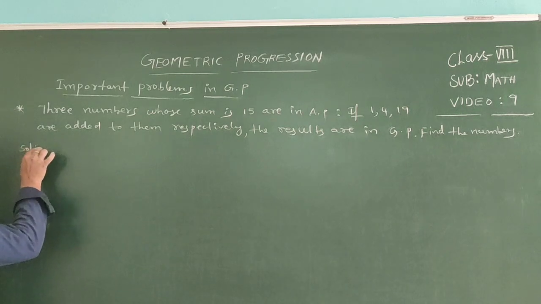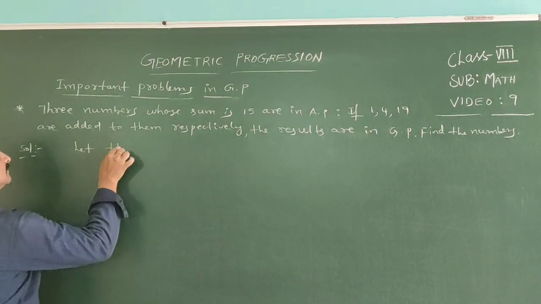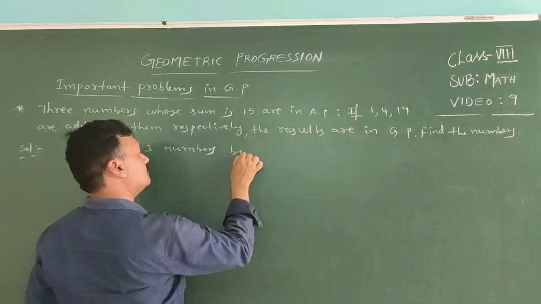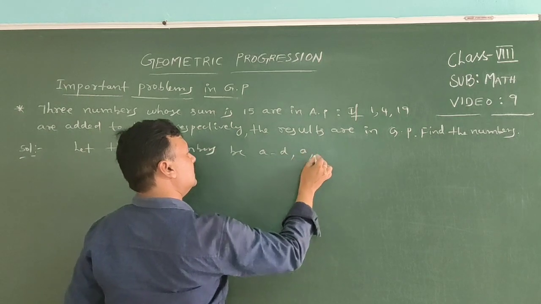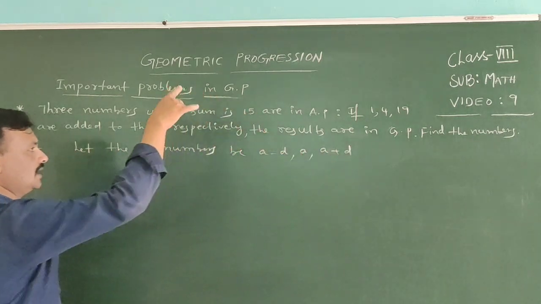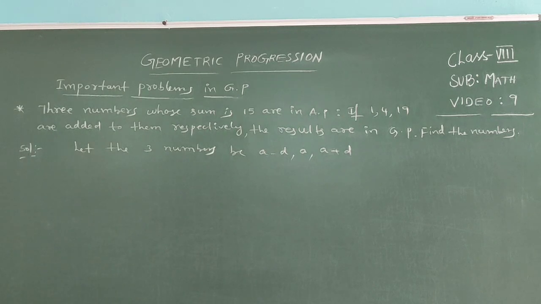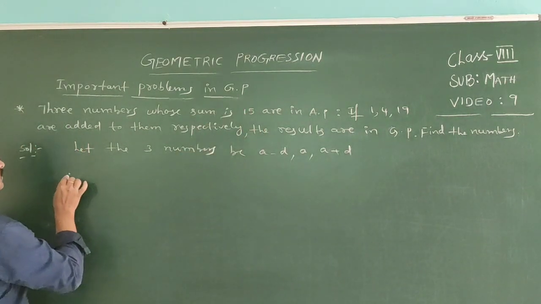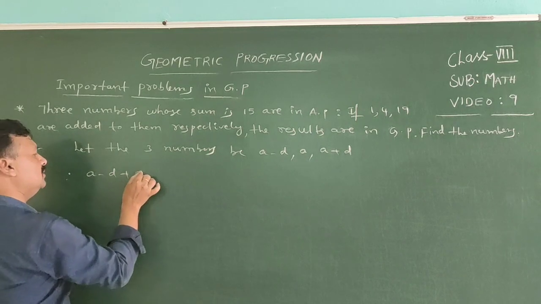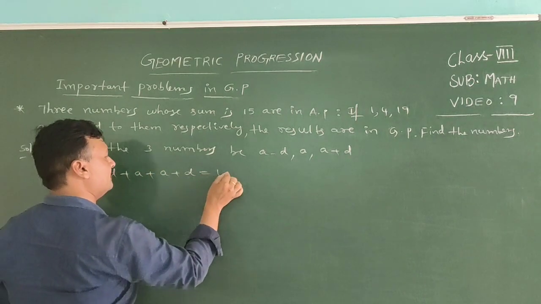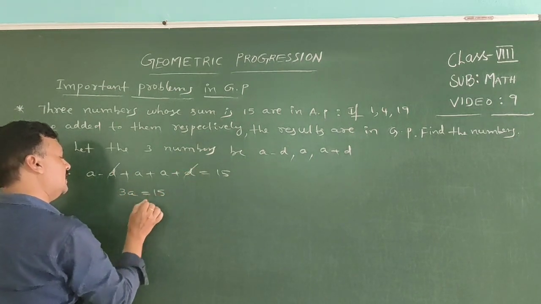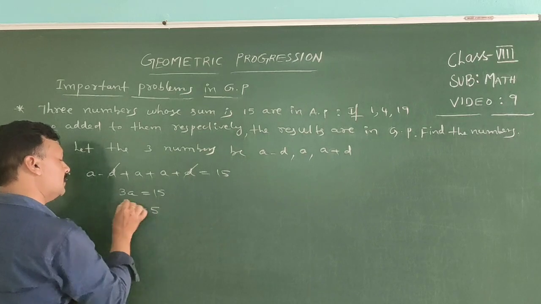So, let the three numbers be A minus D, A, A plus D, because they are in AP. Selection of three terms from AP: A minus D, A, A plus D. The sum is 15, they gave. So here A minus D plus A plus A plus D equal to 15. Here minus D plus D cancel. 3A equal to 15. A equal to 5.